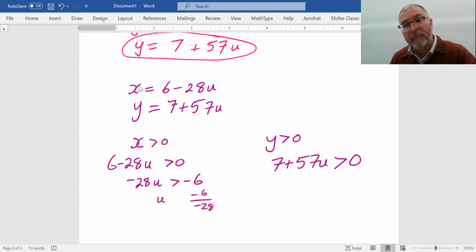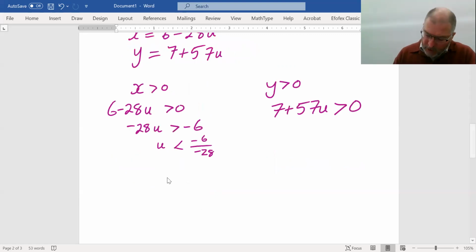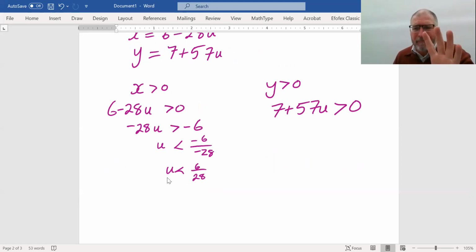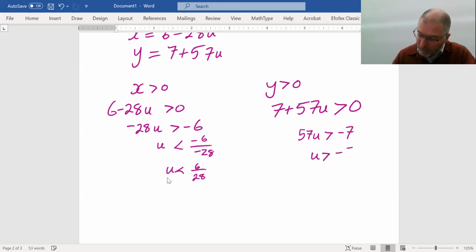But because I divided by a negative, I reverse the direction of the inequality sign. So that means, if I just scroll down slightly here, U is less than 6 on 28. I could do 3 on 14 if you like, but I'll just leave it as 6 on 28. Over here, I'm going to minus 7 off both sides, and I'm going to divide by 57. I didn't divide by a negative, so I don't need to reverse the direction of the inequality sign.